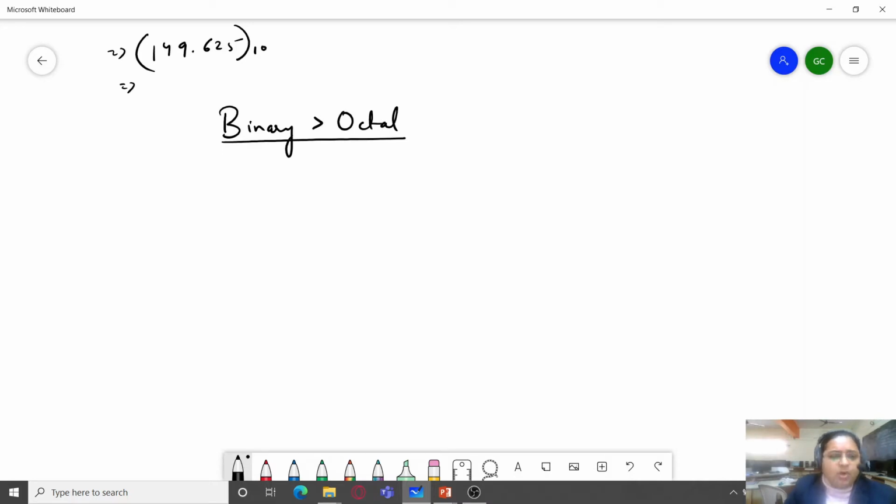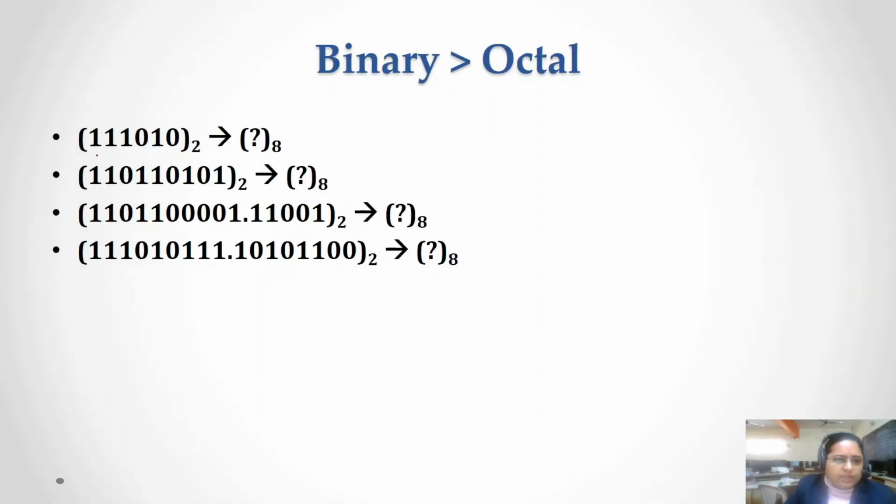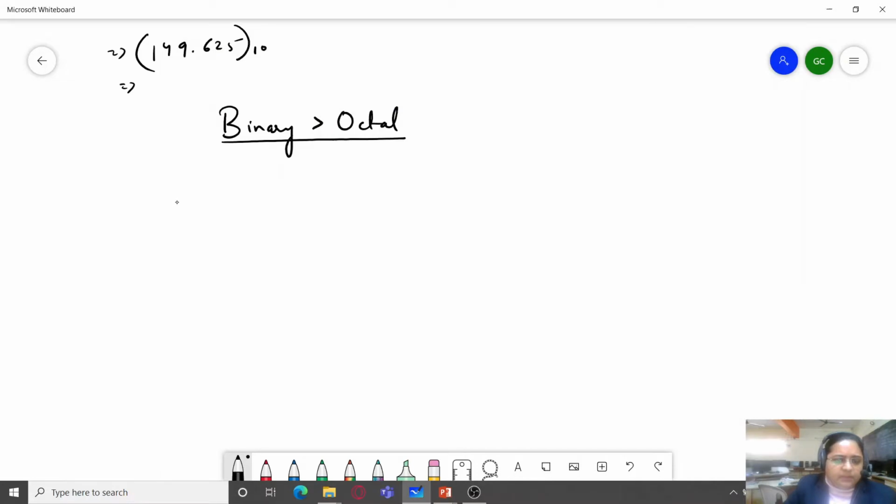Now, binary to octal conversion is a very simple type of conversion. We will start with one first question here. 111010 to the base 2 has to be converted into octal form.